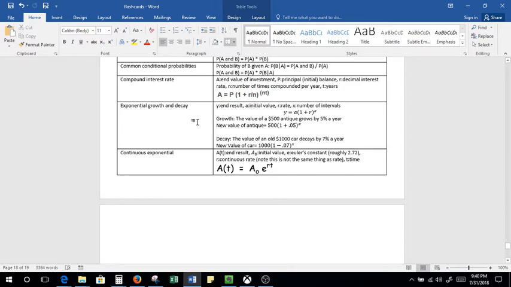The next one we have is exponential growth and decay. So y, again, is the end result, a is the initial value, r is the rate, and x is the number of intervals. For growth, I made a really simple problem for each one of them. The value of a $500 antique grows by 5% a year. So the new value of the antique is equal to $500, the initial investment, times, in parentheses, 1 plus 0.05, 0.05 being the rate, and x being the years.